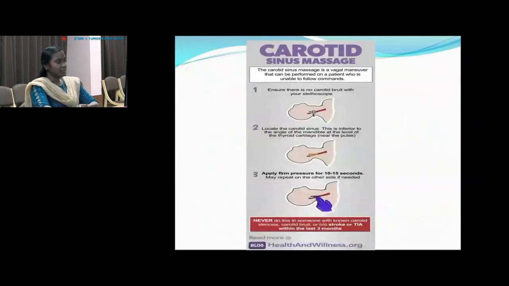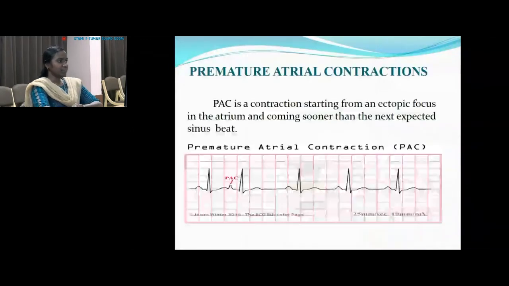Before doing carotid massage, we must ensure that there is no carotid bruit or carotid stenosis, and the place should be identified. The exact location for doing carotid massage is inferior to the angle of the mandible at the level of thyroid cartilage, and for 10 to 15 seconds firm pressure should be applied to the area, so the sympathetic activity will get suppressed, the parasympathetic will get stimulated, so the heart rate can be reduced.